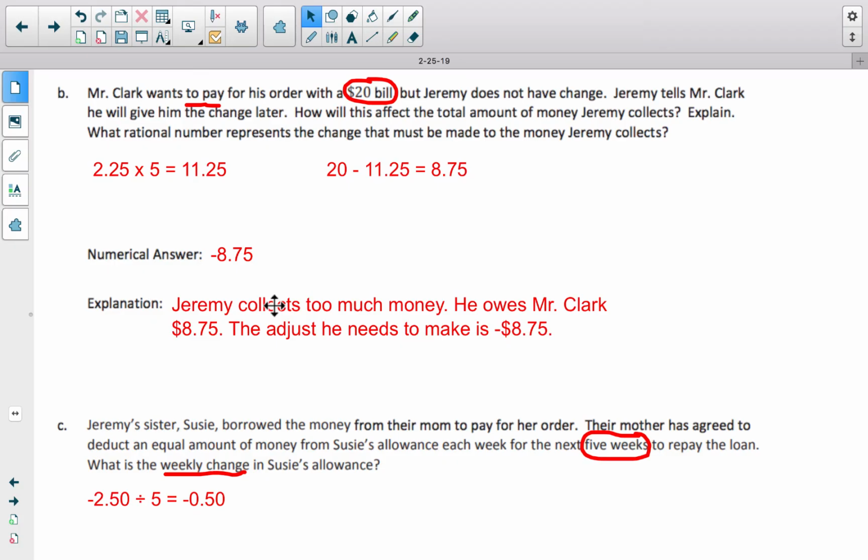Because Jeremy collects too much money, he owes Mr. Clark $8.75. So he needs to make an adjustment of negative $8.75. Because the question is asking what number will represent the change that must be made to the money Jeremy collects. That is why it is a negative value. It all comes down to what the question is asking. It's asking about Jeremy. It's not asking about the change Mr. Clark will collect. It's asking how much will this change amount affect Jeremy. He would owe $8.75. That's a negative $8.75.